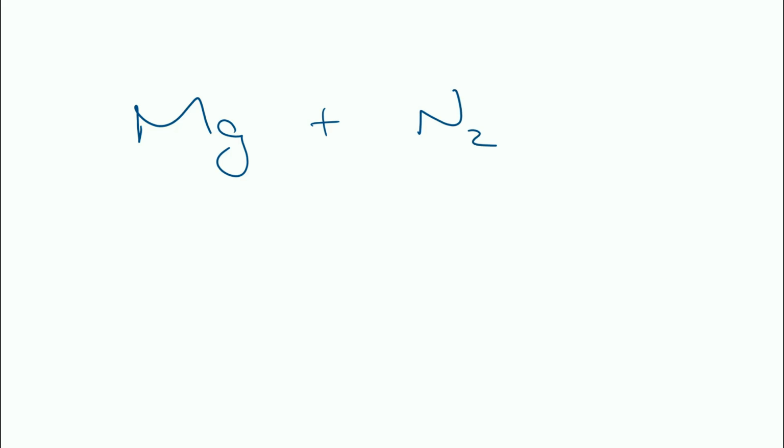Now nitrogen is a diatomic gas. It comes as N2. So we want to know, what are these two things going to make? What is the formula for magnesium nitride? Well, it's going to have a magnesium there. It's going to have a nitrogen there as well. The thing is, how many magnesiums do we need and how many nitrogens do we need? Well, you could do it the long way. Let's do it that way first, and then we'll show you the much quicker way.